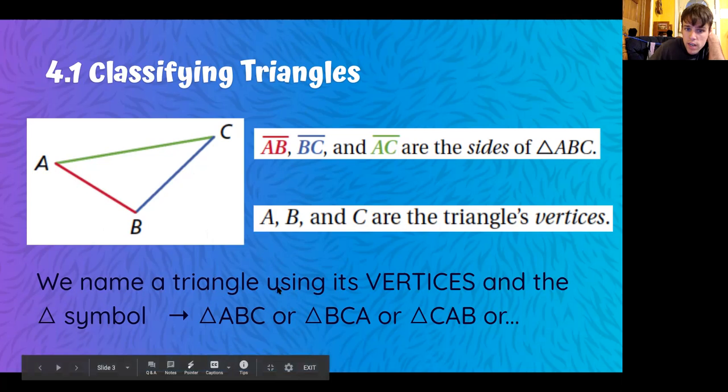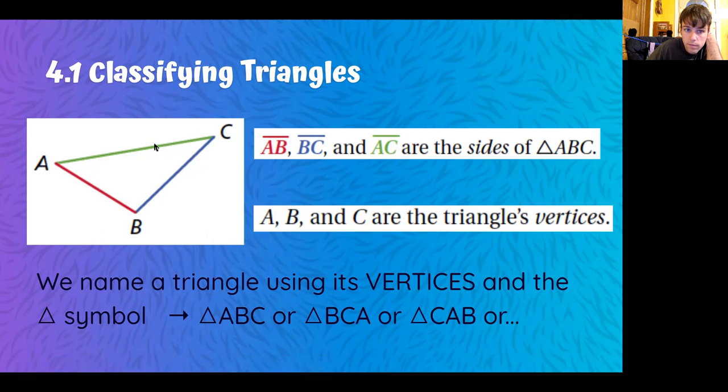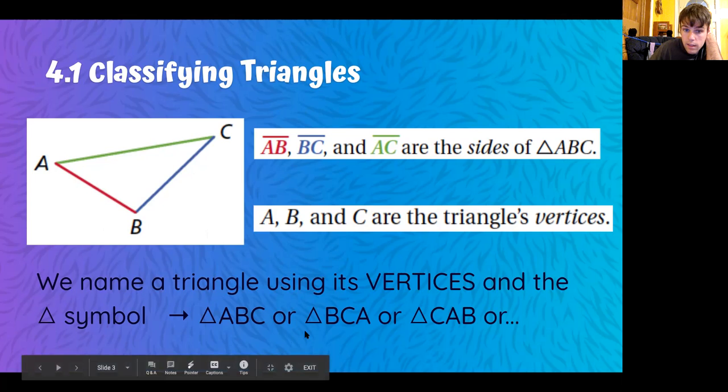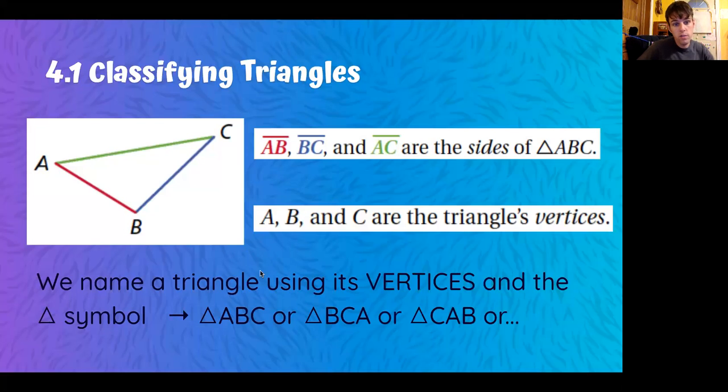The way that we name triangles is using the vertices or angles and the symbol for a triangle here. So some options for the name of our triangle here could be triangle ABC. We pick one of the vertices and then we just go around the outside. So ABC, we could also call it BCA or CAB or BAC. There's probably a couple more in there. Anyway, any of these would be appropriate names for the triangle.